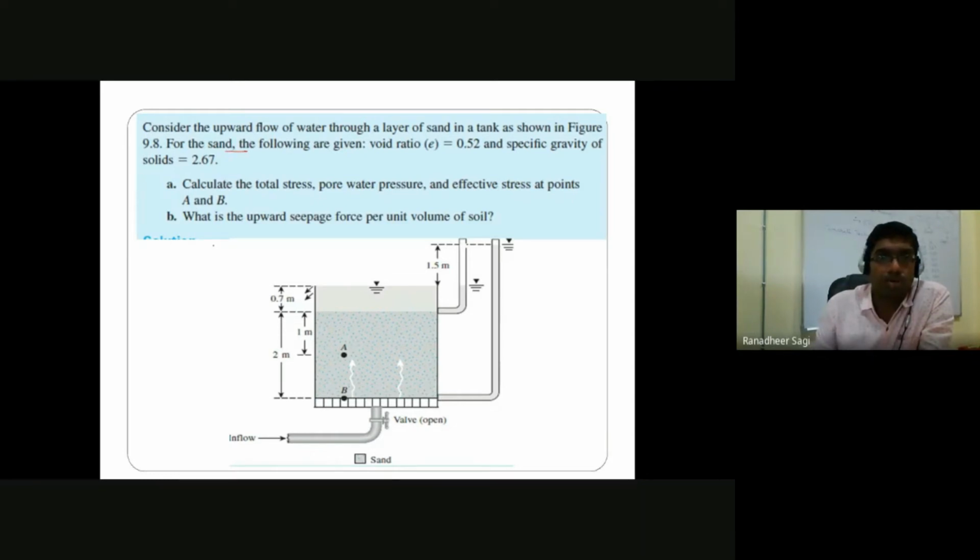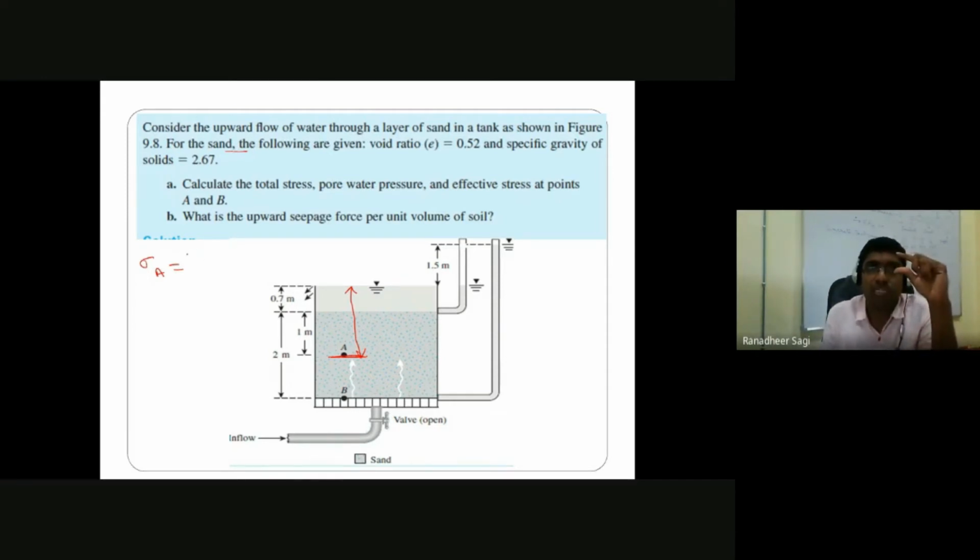So in the process of calculating those values, question 1, that is total stress, pore water pressure, and effective stress, let us go ahead and see how to calculate those values. Total stress at point A, if I want to start calculating, where is the position of point A? Here is the position of point A. And all the different material that I have over and above the position of point A will contribute towards the total stress at point A.